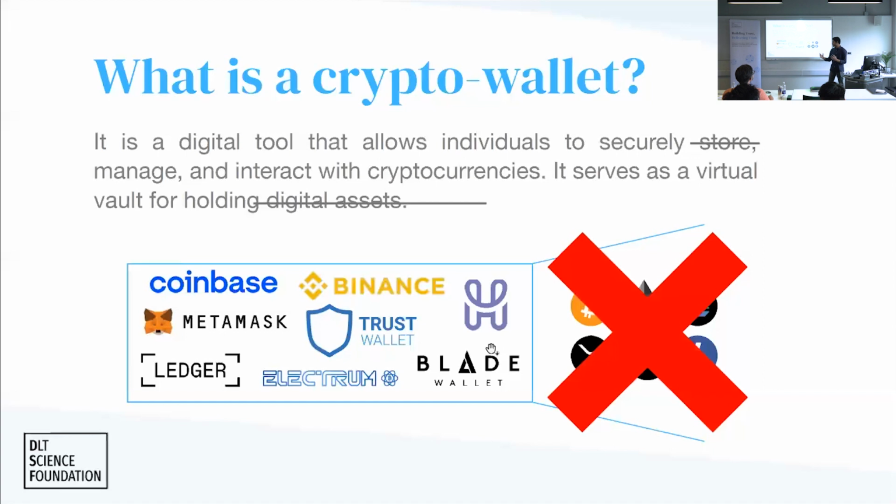So there's a myth. I'll just read out the ChatGPT version of what a cryptocurrency wallet is. It is a digital tool that allows individuals to securely store, manage, and interact with cryptocurrencies. It serves as a virtual wallet for holding digital assets. It's a myth. There's a flaw in this definition, right? It doesn't store our cryptocurrency and it doesn't hold our digital assets. All it does is manage the cryptocurrency. It manages the private keys.